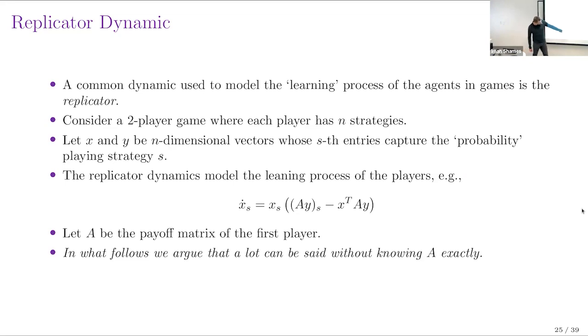And in what follows, we argue that a lot can be said without knowing A exactly. A, the payoff matrix, has the cardinal values as elements of it. And in the first half of the talk, I went on and on about how we don't need those numbers to predict a lot of the properties. And this is where it's going to come in. We don't need to know exactly the numbers. We just need to know if something's bigger than the other one. And what can we say? So again, it's a structural question.